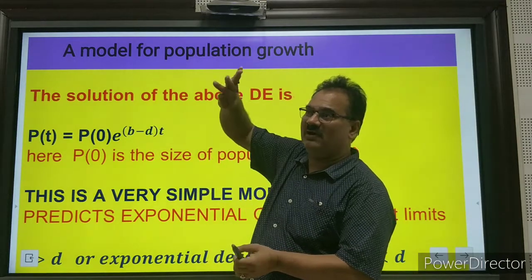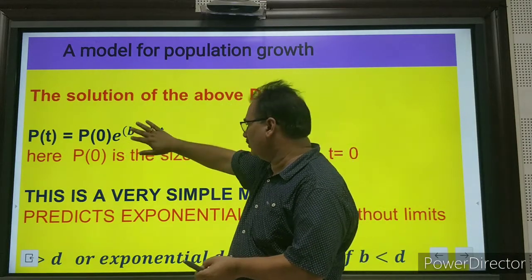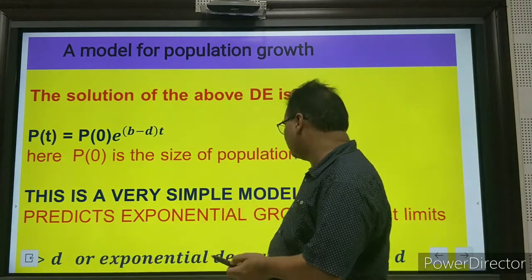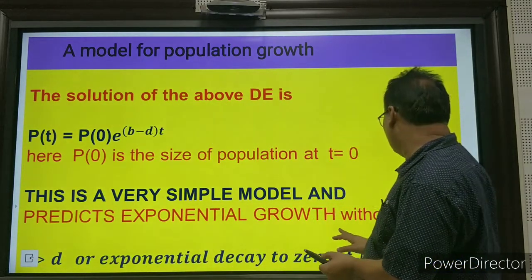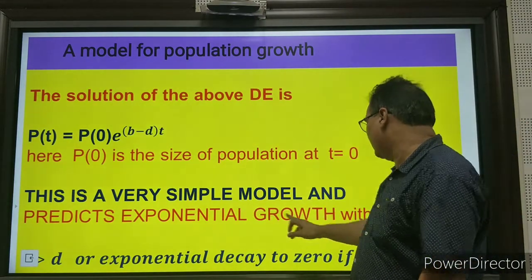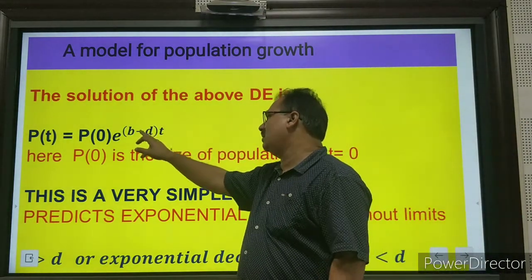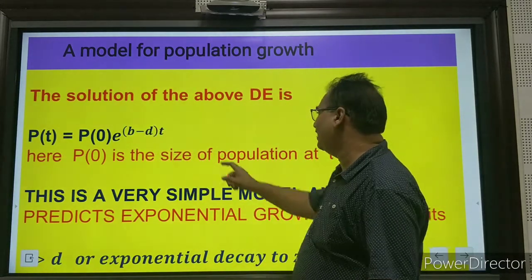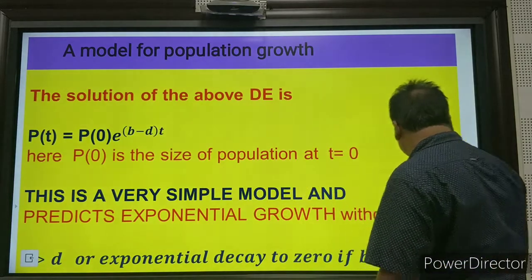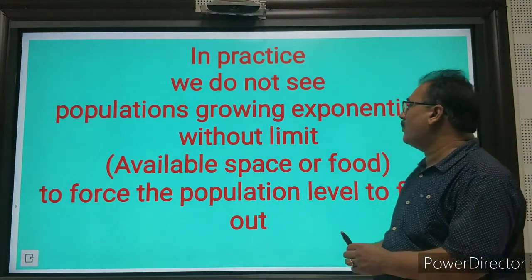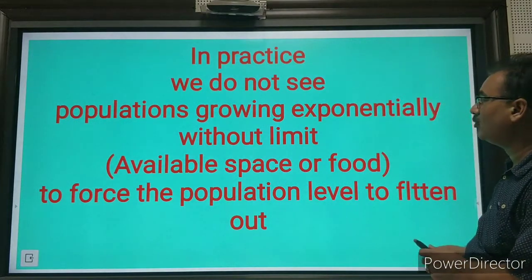Positive, exponential, so just look at the term. If b is greater than d, it is exponential growth, and if b is less than d, then that is exponential decay to 0. So that is one side, this is exponential growth when it is positive, bigger, b is greater than d, and decay when b is less than d. Okay, so now in practice we do not see populations growing exponentially without limit.